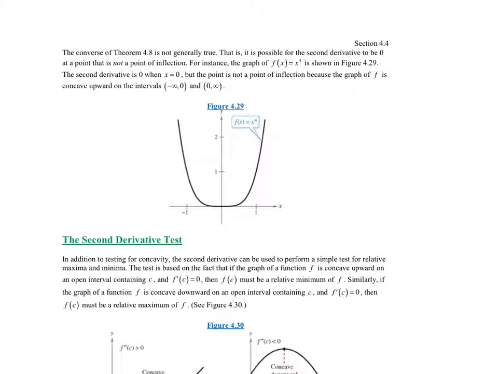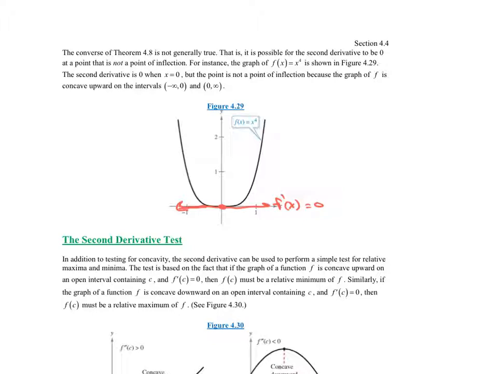It says, for instance, the graph of f of x equals x to the fourth, which is shown in figure 4.29, the derivative is equal to 0 when x equals 0. So think about the slope of the tangent line at 0. Here's that point 0. There's that tangent line that I just drew in red. Notice that f prime of x, the slope of the line, is equal to 0 at that point 0, 0.